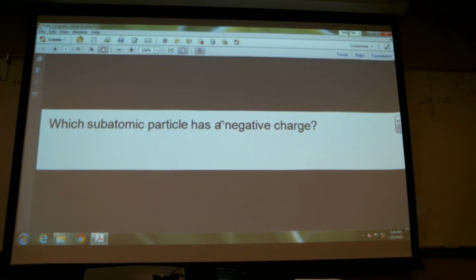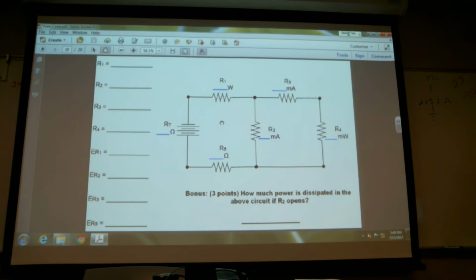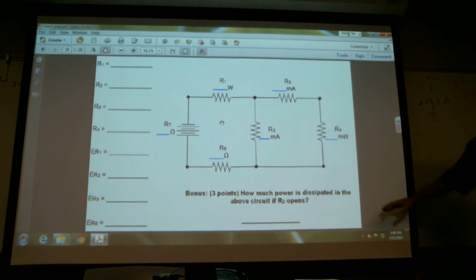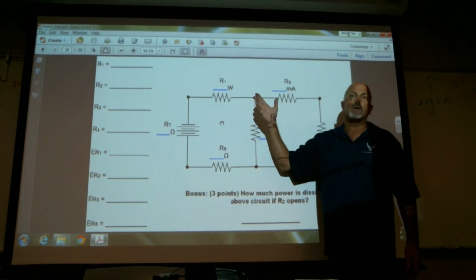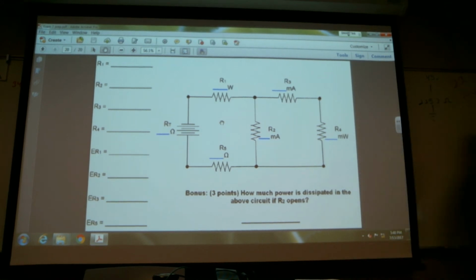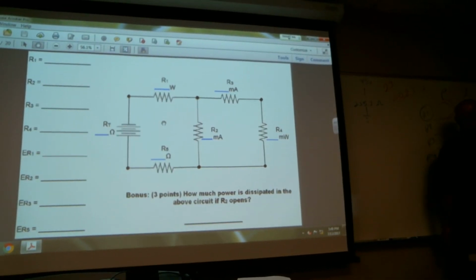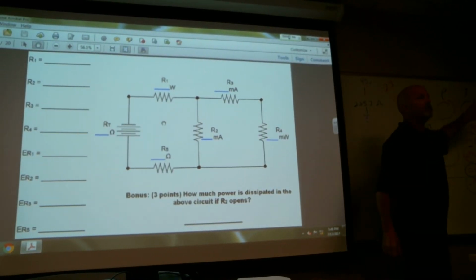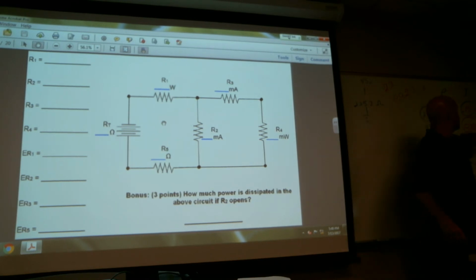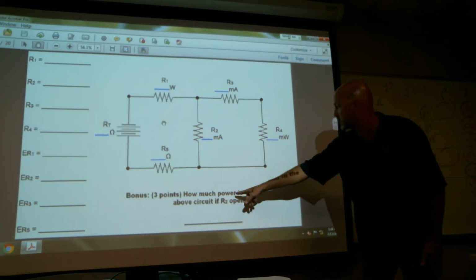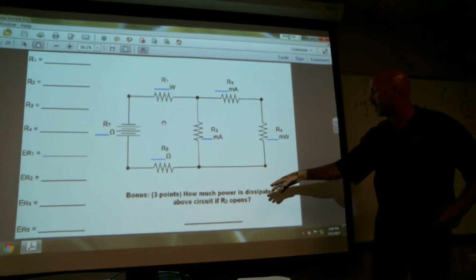The bonus question was, if R2 opens, what is our total? Okay, so if R2 opens, now, once we've done the grid, the resistance isn't going to change, except R2 is going to go away. So I can forget that resistance, and it's a series circuit. So really, all I have to do is erase R2 and add up my resistances and get my new total resistance. Oh, it's how much power? How much power is dissipated?